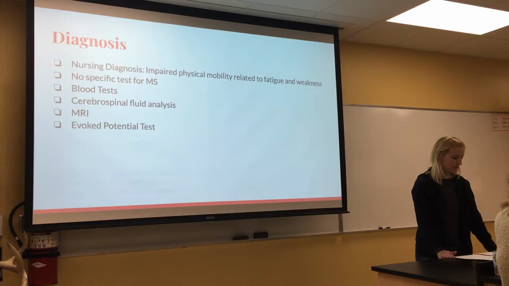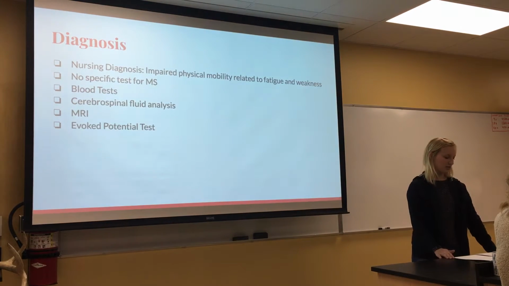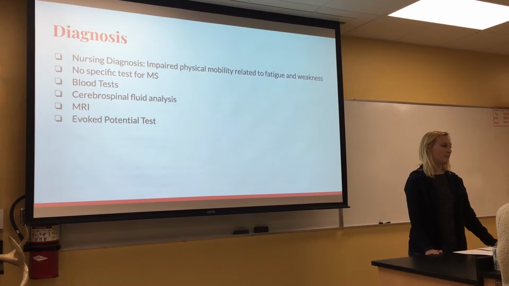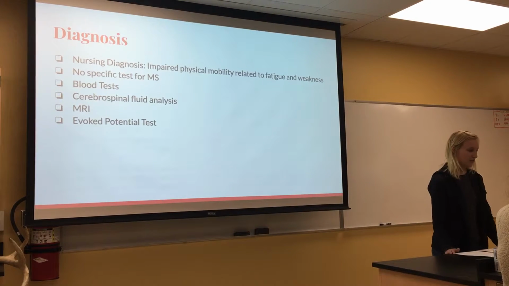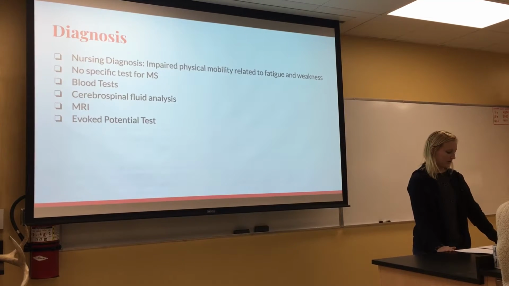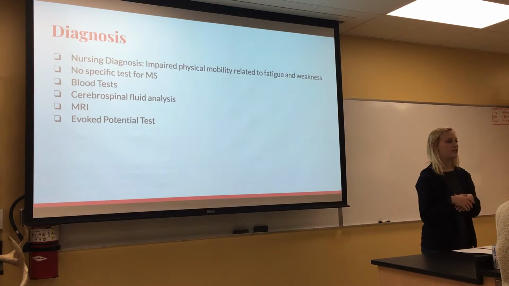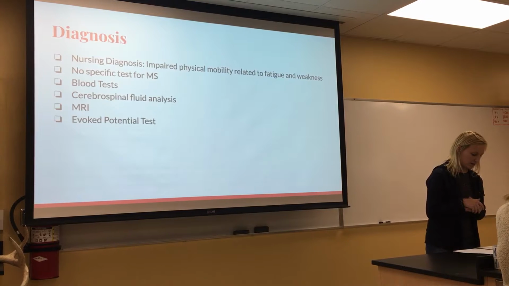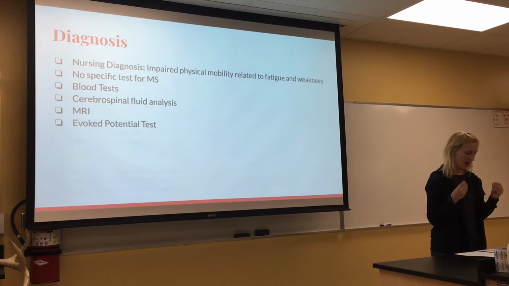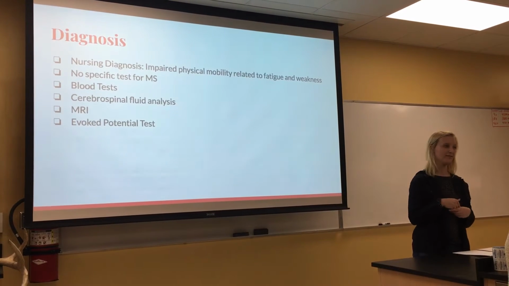A spinal tap, in which a sample of the spinal fluid is removed from your spinal canal, and then that sample is tested for abnormalities in the antibodies that are associated with MS. An MRI can be taken of your brain and spinal cord, and then you would get an intravenous injection of contrast material, so it would highlight where the lesion on your body would be.